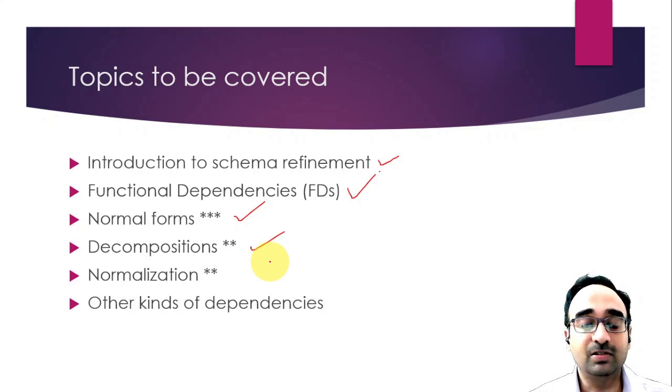And finally we will see the process of normalization, that is the implementation part of normalization. So when you are given a schema and a set of functional dependencies, how do you normalize them? And finally the last topic is other kinds of dependencies, where you will see multi-value dependencies and join dependencies, etc. Okay, right.